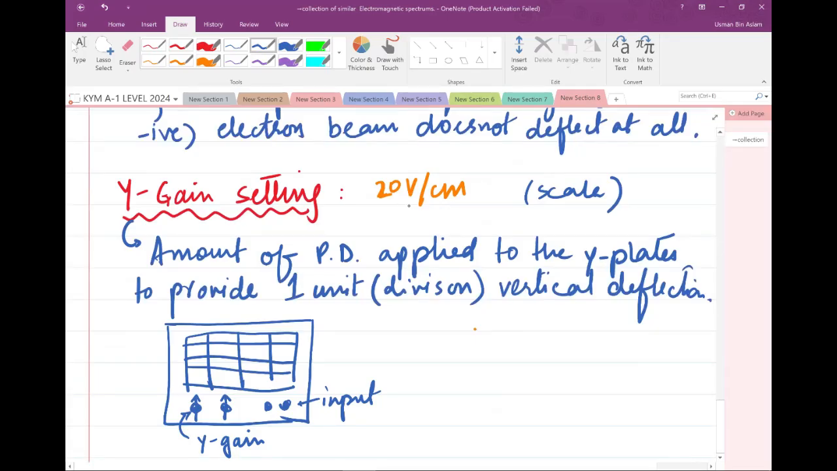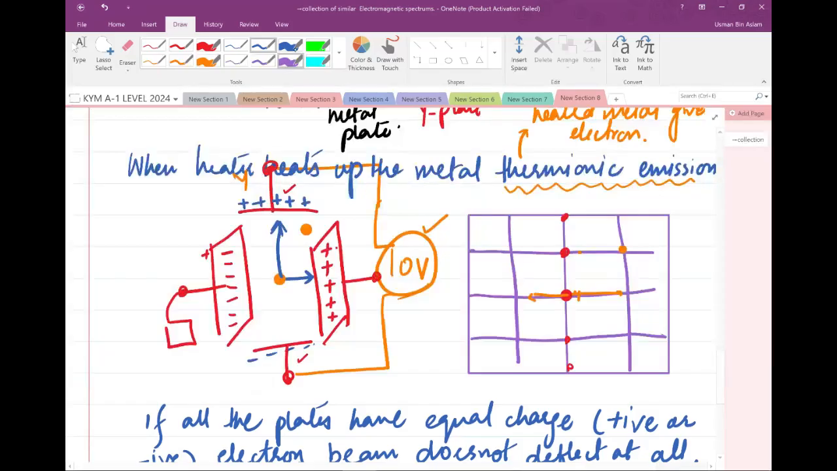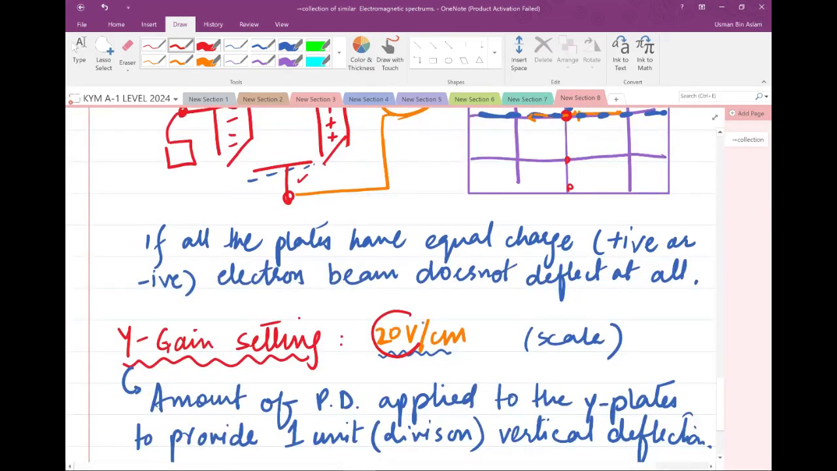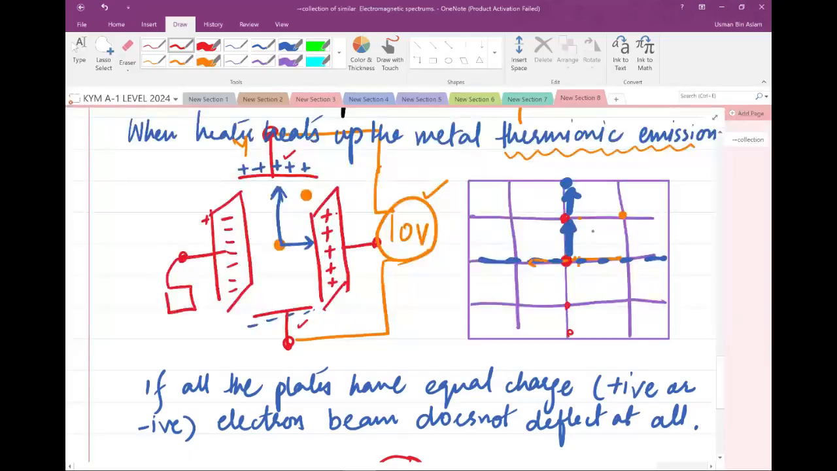So if I tell you that 20 volts per centimeter is the Y gain setting, and on the diagram I show you that this is where the electron beam is. This is the central line. The electron beam has deflected 2 boxes vertically upwards. Now we already know that the Y gain setting is 20 volts per centimeter, or per division. Here the beam has deflected 2 centimeters upwards. That means somehow on the Y plates there was 40 volts attached to it. That is why the electron beam deflected 2 boxes.